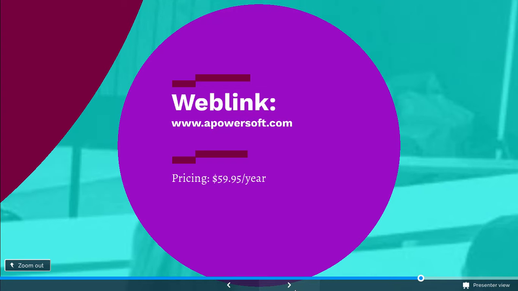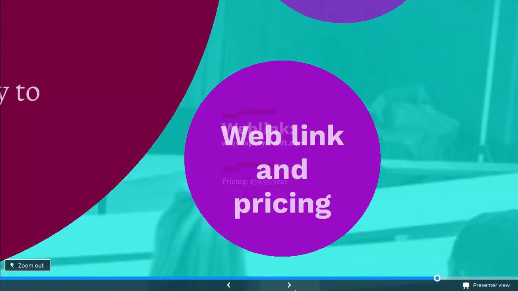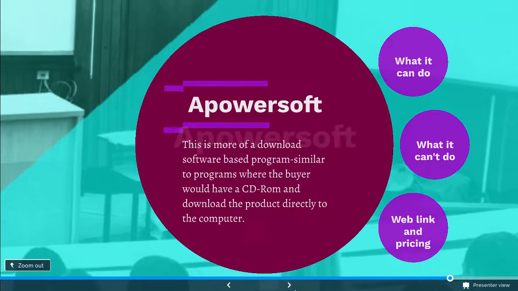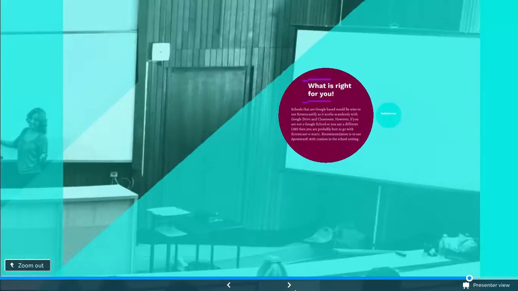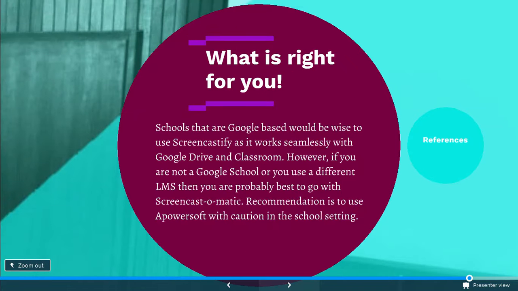So with that, their web link is www.apowersoft.com. Pricing is at $59.95 per year. So out of the three options, it is the most expensive of the three options. If we look at kind of a review and a recommendation, which one is right for you?